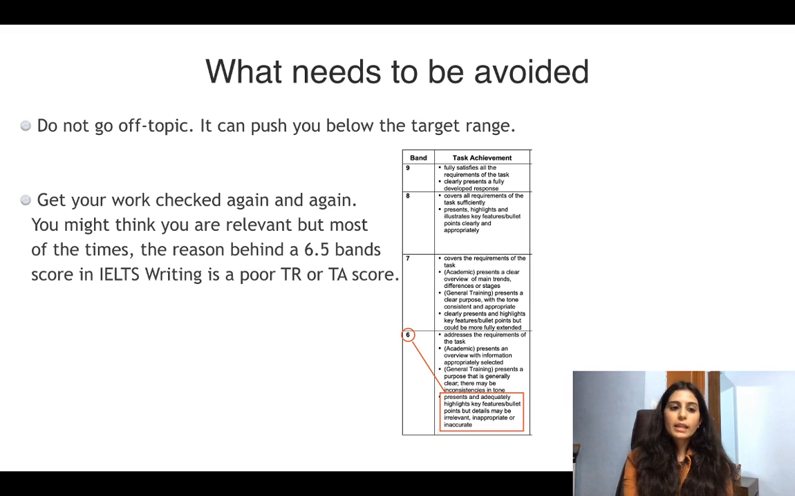Get your work checked again and again. You might think you are relevant, but most of the time the reason behind a 6.5 band score is the poor TR or TA score. So yes, your task response is very important. If you deviate from the topic, if you go off track, you are bound to lose band scores in this particular parameter. And for this, we are here to help you out and tell you what your mistakes are and how you can improve in case of your task achievement or task response parameter, and how you can understand each and every question properly and not deviate from it.